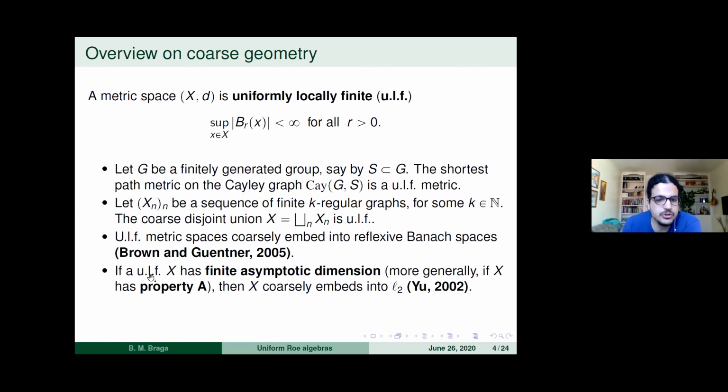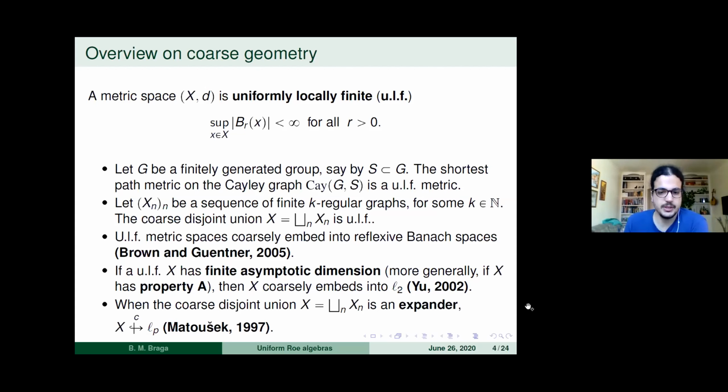Now, if you have something stronger, so if not only do you have uniform local finiteness, but you also have finite asymptotic dimension, which I won't define because of time, you actually have that it coarsely embeds into Hilbert space. And even more, this property here, property A, is strictly weaker than finite asymptotic dimension and is already enough for you to have this coarse embeddability. So although I won't talk more about finite asymptotic dimension, I will talk more about property A. If someone here doesn't know what it is, just bear with me for some slides. I won't give the original definition because we won't need it, but I will give something that is equivalent to it. So just wait a second and I'm going to give you what property A is precisely.